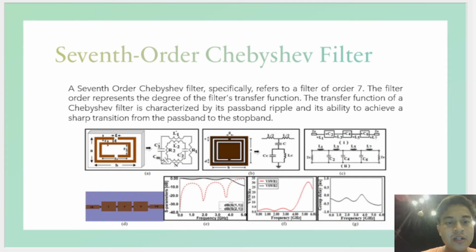So this is the seventh order Chebyshev filter. A seventh order Chebyshev filter specifically refers to a filter of order 7. The filter order represents the degree of the filter transfer function. The transfer function of a Chebyshev filter is characterized by its passband ripple and its ability to achieve a sharp transition from the passband to stopband.